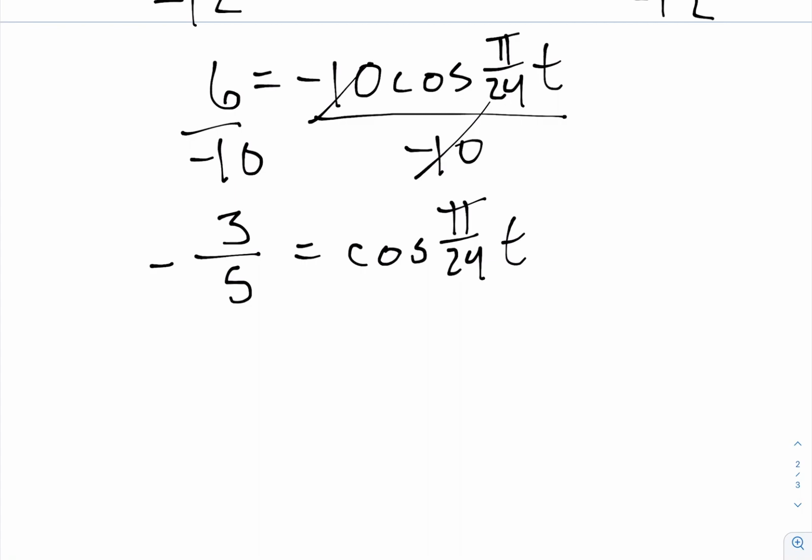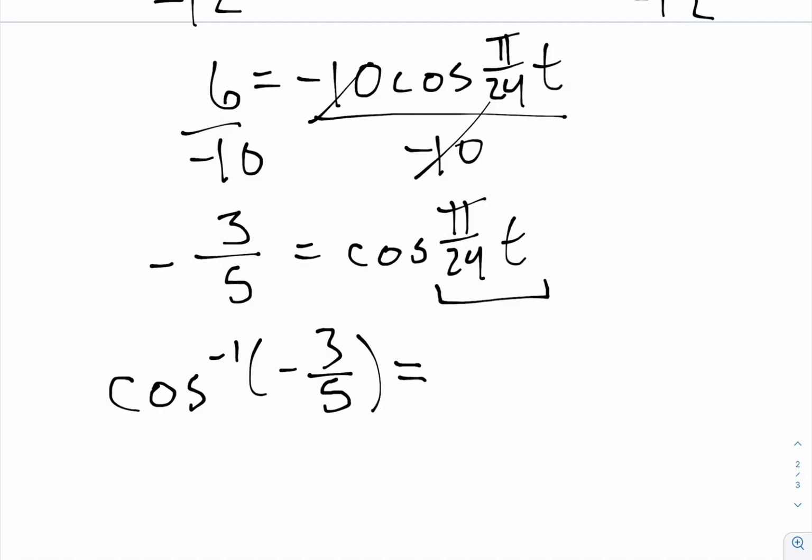Okay, well, we still don't know what t is. We can imagine this thing inside the cosine to be our angle. It's called our argument. So if we take the inverse cosine of the other side, remember if we have the cosine or sine of something and we take the inverse of the other side, we're going to get what's left on the inside. So this is going to be pi over 24t.